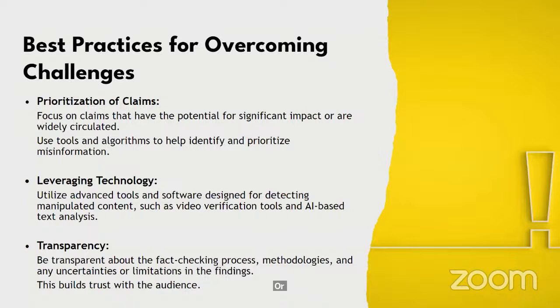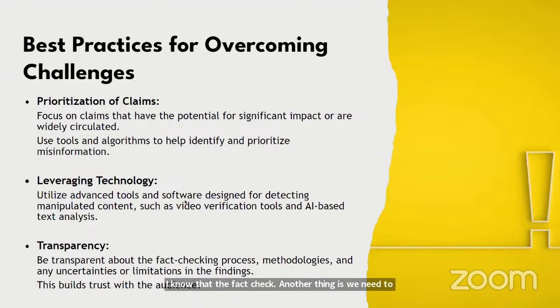And then you need to use tools and algorithms to help you identify and prioritize misinformation. So for instance, you can use tools like the CrowdTangle Chrome extension. It can help you see which content is viral and which one is not, so that you are able to prioritize viral content in order to fact check. Another thing is you need to leverage technology.